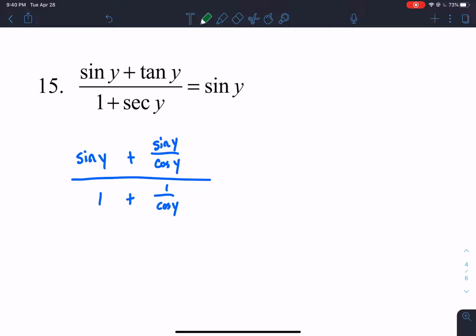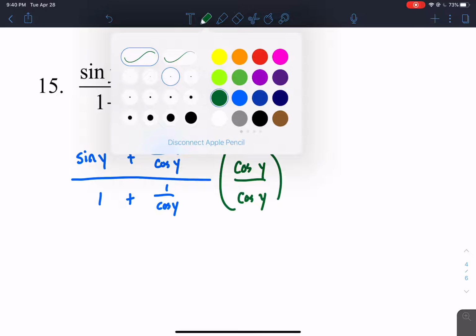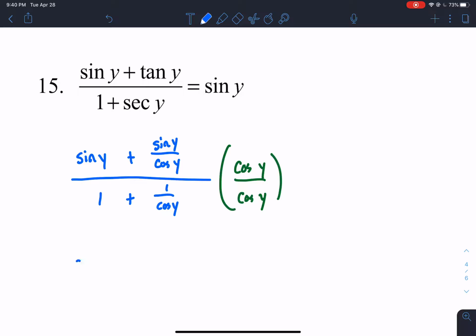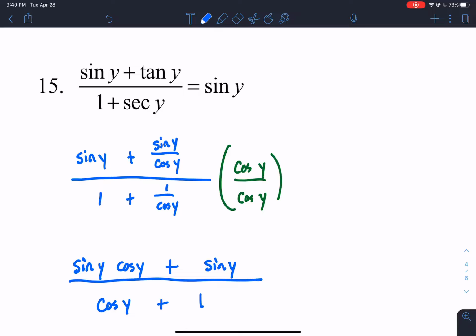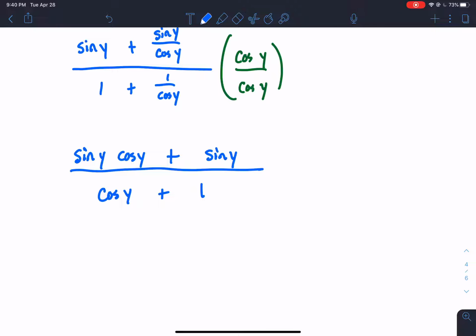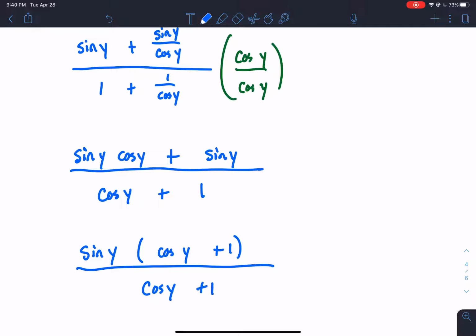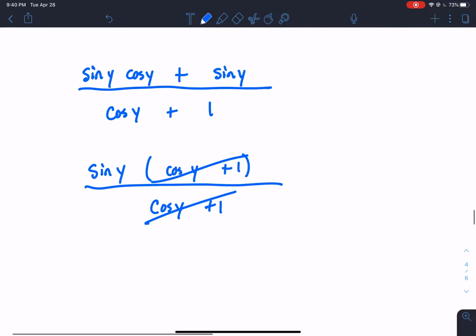Now, we want to get rid of these fractions, so we're going to multiply through by cosine over cosine, correct? So when I do that, I get sine cosine plus sine divided by cosine plus 1. Now, what does the top have in common? Well, that's got sine in common, so that's cosine plus 1 over cosine plus 1, which cancels, and you're left with sine.